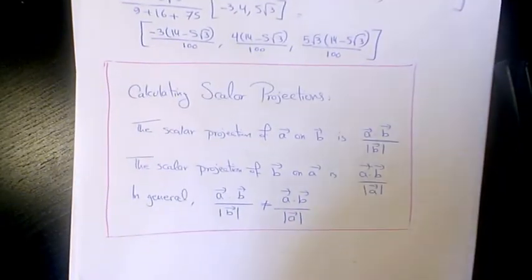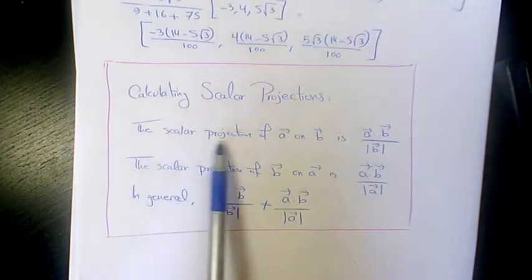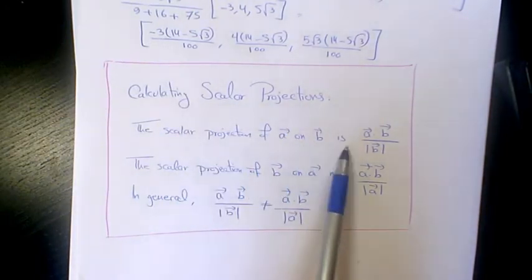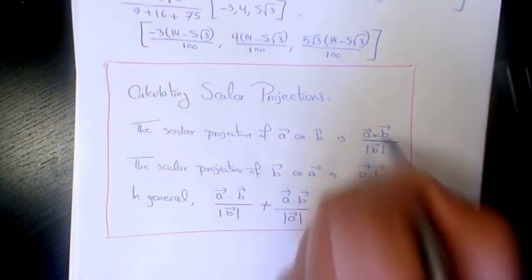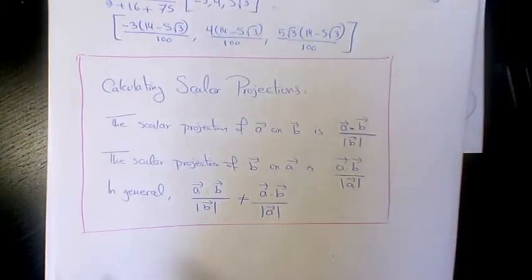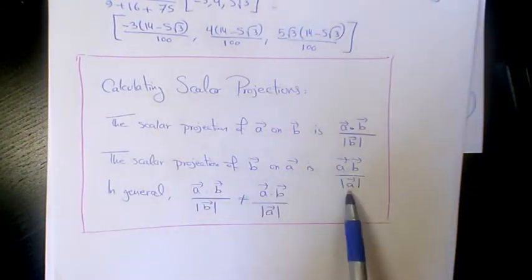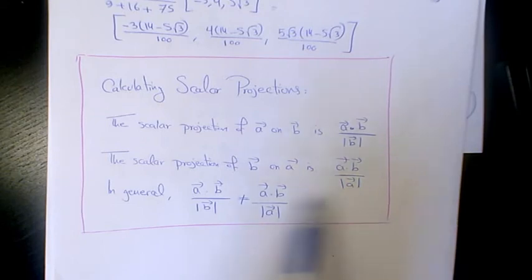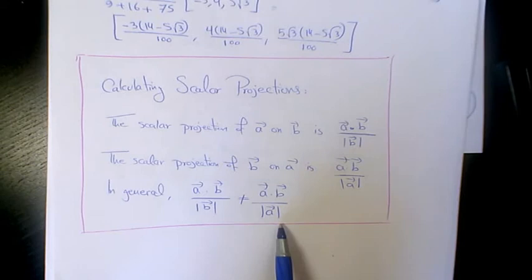So we can say that for the review, calculating scalar projection, the scalar projection of A on B is the dot product of A and B divided by the magnitude of B, and the scalar projection of B on A is the dot product of A and B divided by the magnitude of A. So in general, these two are going to be different because the magnitudes of A and B are different.